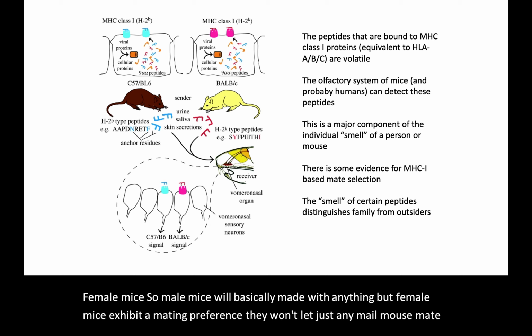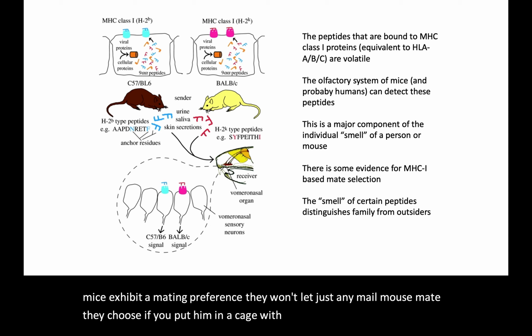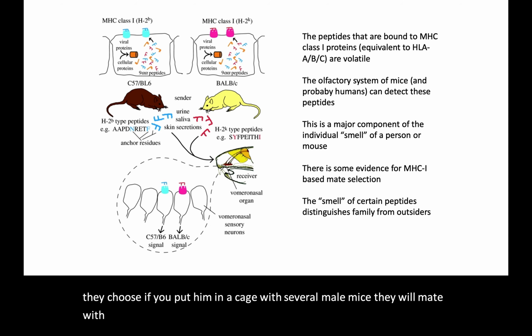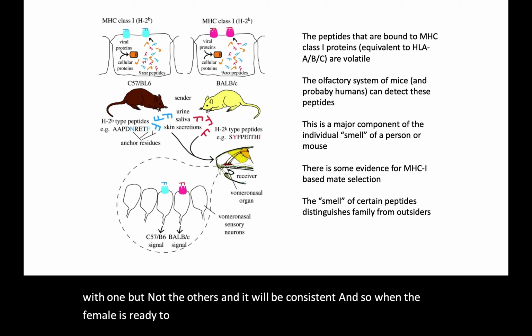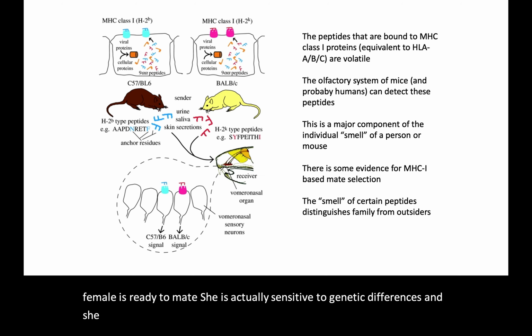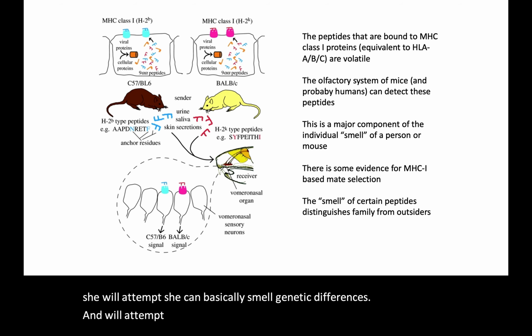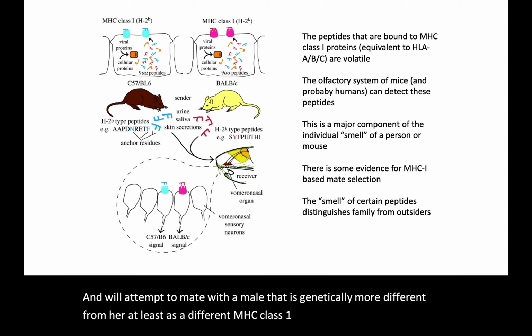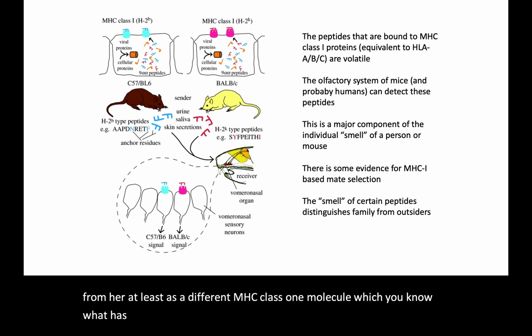So if you put them in a cage with several male mice, they will mate with one, but not the others. And it'll be consistent. When the female is ready to mate, she is actually sensitive to genetic differences. She can basically smell genetic differences and will attempt to mate with a male that is genetically more different from her, or at least has a different MHC class 1 molecule, which has the effect of ensuring that the kids are going to end up with 2 different ones, right?